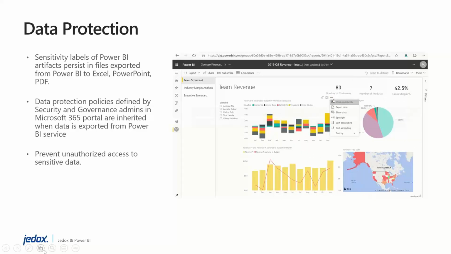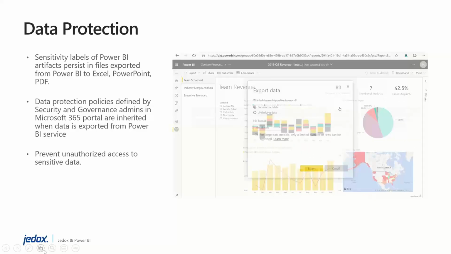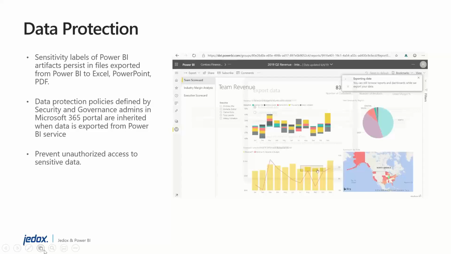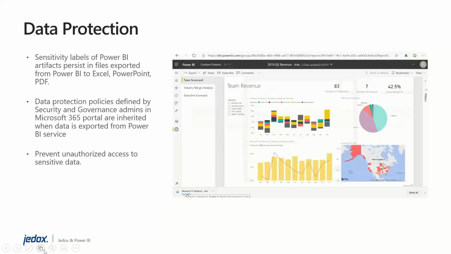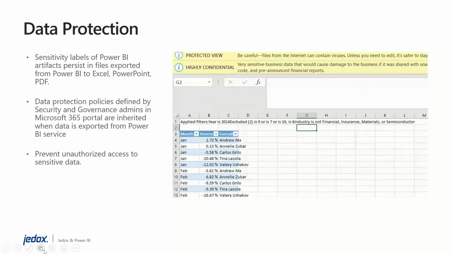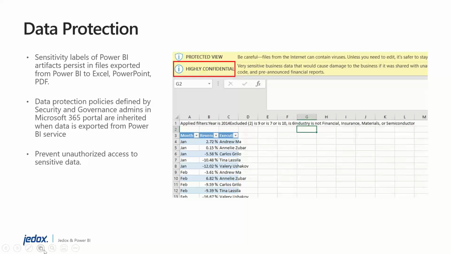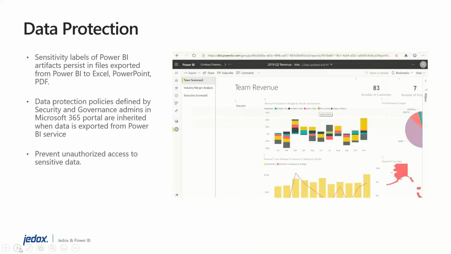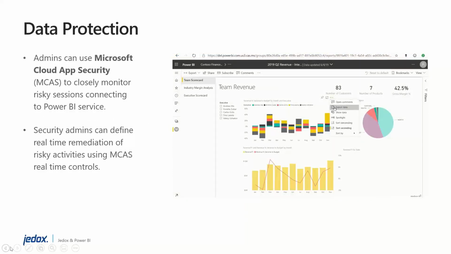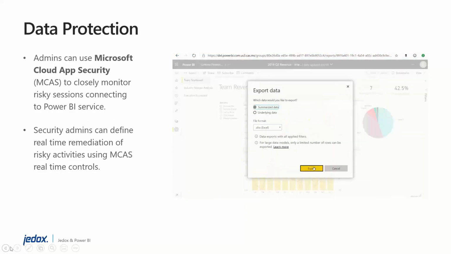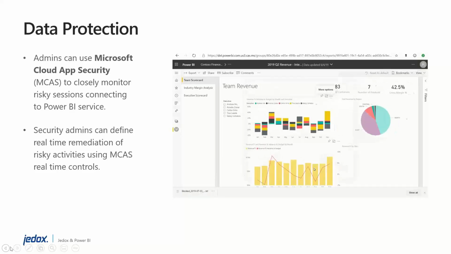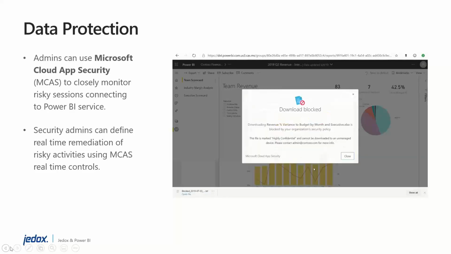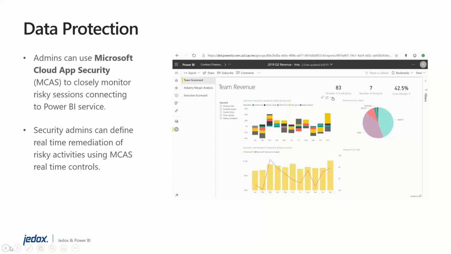We can export data from Power BI to Excel and maintain our classification of data between applications. So here you can see an export being run, and when we open this in Excel, the data still has its classification, as was also seen in Power BI. Last but not least, we can ensure that certain functionality can be blocked by the administrators using our Cloud App Security service. Here, administrators can prevent the download of sensitive data.